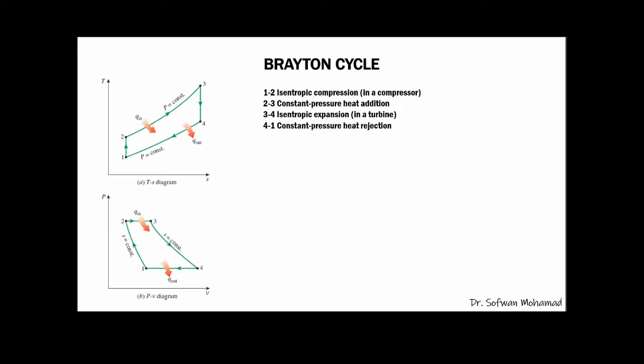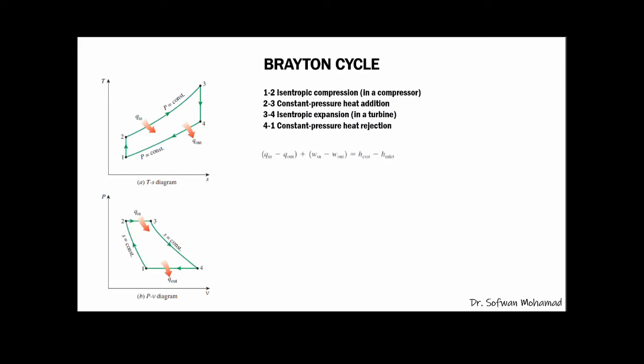If you look into this diagram, process 1 to 2 is called isentropic compression. It happens in a compressor. Then from point 2 to point 3, the process is called constant pressure heat addition. Then 3 to 4 is isentropic expansion, which happens in the turbine. And 4 to 1 is constant pressure heat rejection.